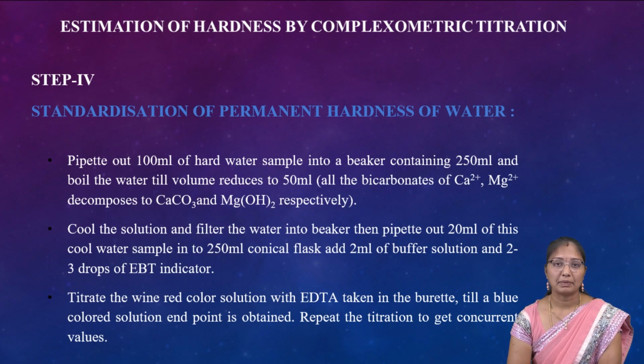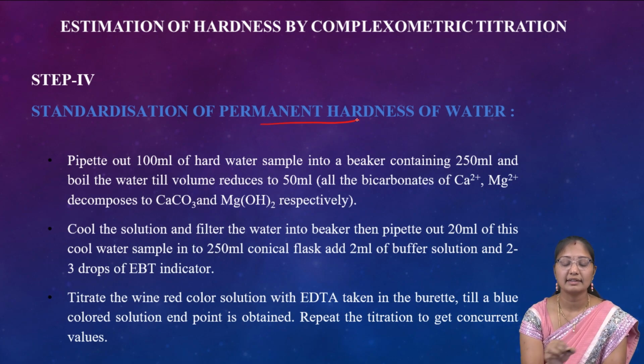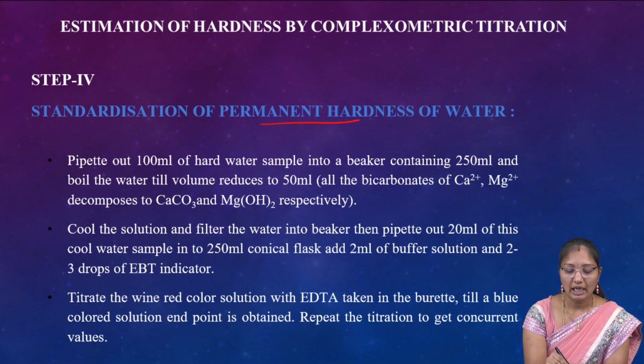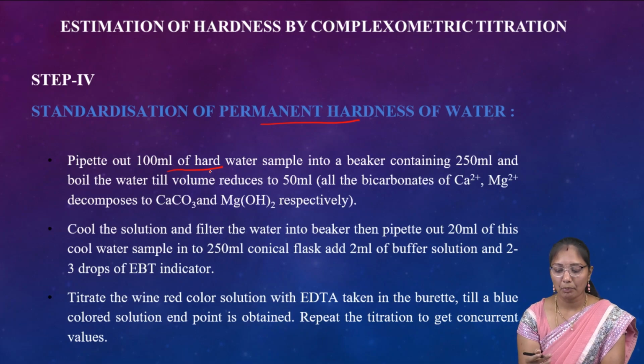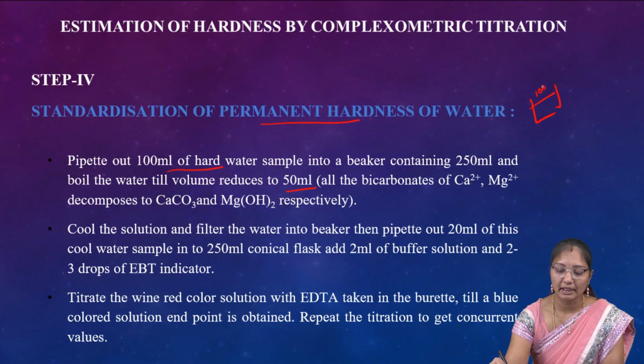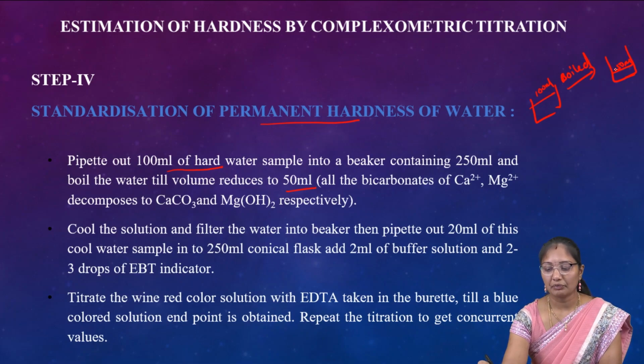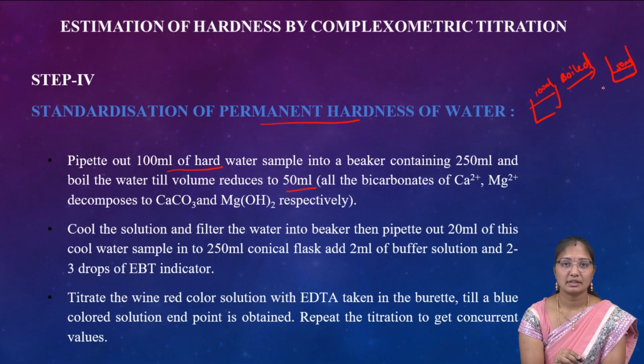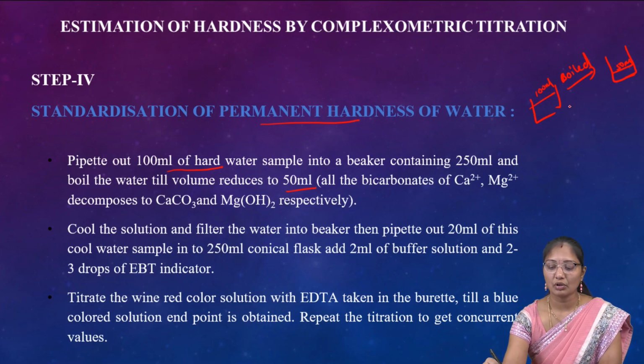The fourth step is to find out the hardness in permanent hardness water. Here 100 ml of hot water is taken in a beaker and boiled until it reduces to half of the amount. If we are taking 100, it should come to 50. If we are taking 200, it should come to 100. So the beaker containing 100 ml of water should be boiled until the water becomes 50. After this, the water is taken for titration. So this is called boiled water we are using for titration.